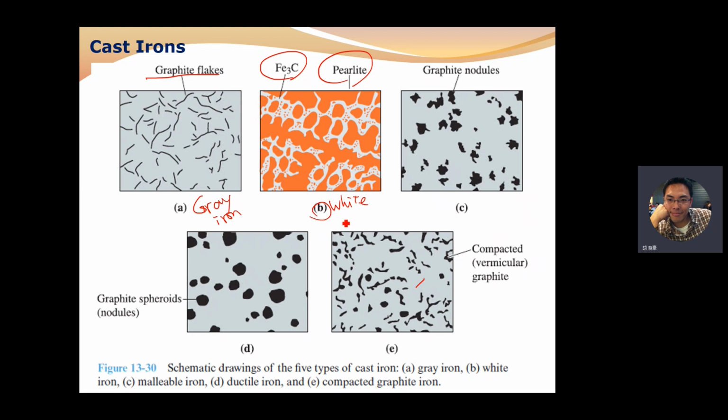Okay, and figure E shows the compacted graphite cast iron. You can see the graphite flake, right? For the compacted graphite, that means the graphite is stacked, a compact stacking of the graphite layers.